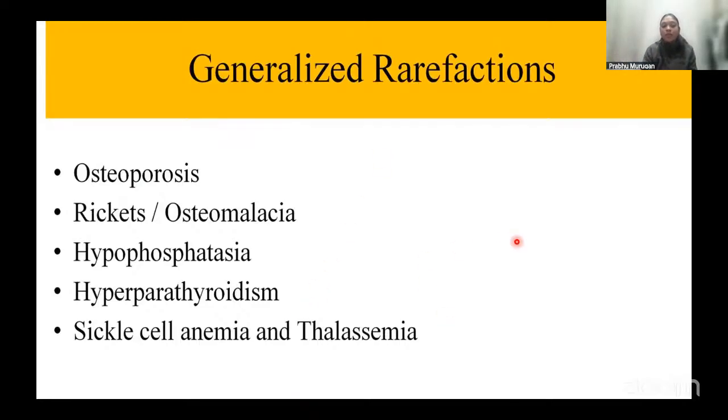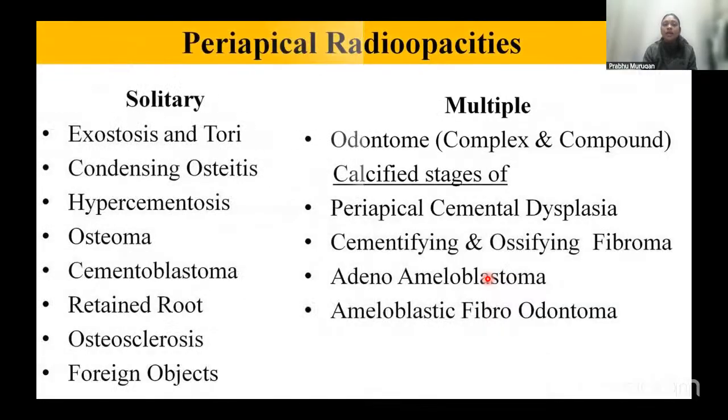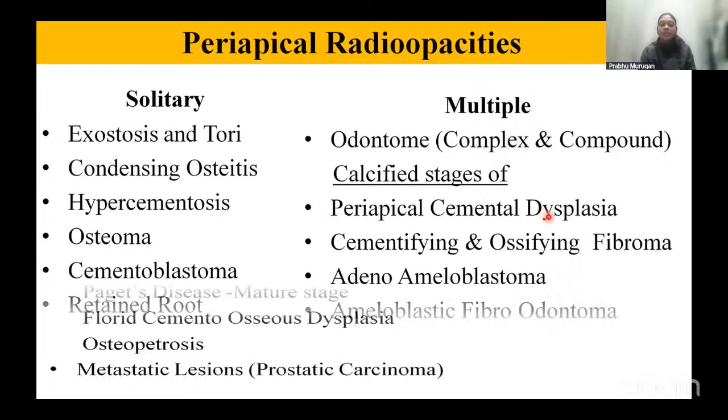Osteoporosis, hyperthyroidism, sickle cell anemia, thalassemia, and all that. Moving on to the periapical radiopacity. It can either be solitary or multiple. If it is solitary, it involves one particular tooth, or it is present alone without involving a tooth. Multiple means it will be present on either side. So these are the differential diagnoses for periapical radiopacities.